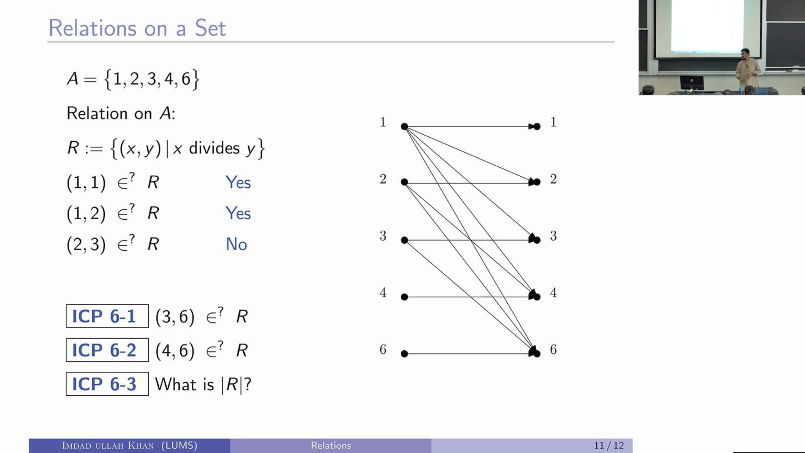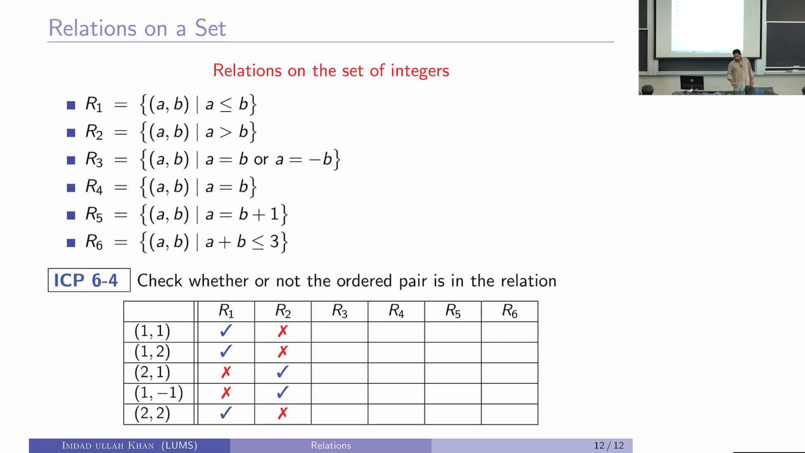Count the number of lines. I don't know. 1, 2, 3, 4, 5, 6, 7, 8, 9, 10, 11, 12. Yes. Okay. I don't know, you should have counted there, whatever was in the slides. Here are certain relations on the set of integers, right?